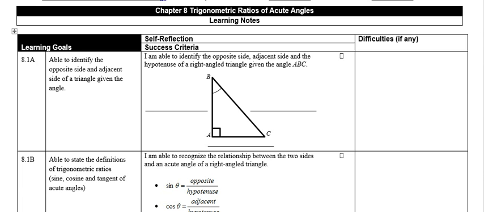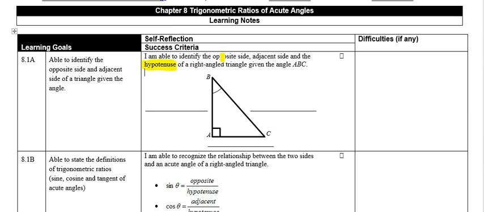Sec 2 Mathematics Chapter 8 Trigonometric Ratios of Acute Angles. In this part of the chapter, we would like to be able to identify the three different sides of a right-angled triangle. In this case, one of the sides is the hypotenuse, which we have already learned in Chapter 7. It is the side that is opposite the right angle.